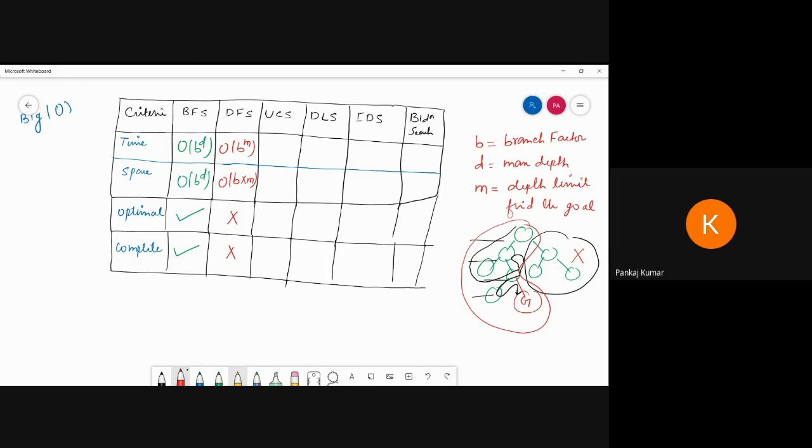Now come to the uniform cost search. In uniform cost search, we can explore all the branches to find the minimum cost. So I am going to write order of b to the power d.